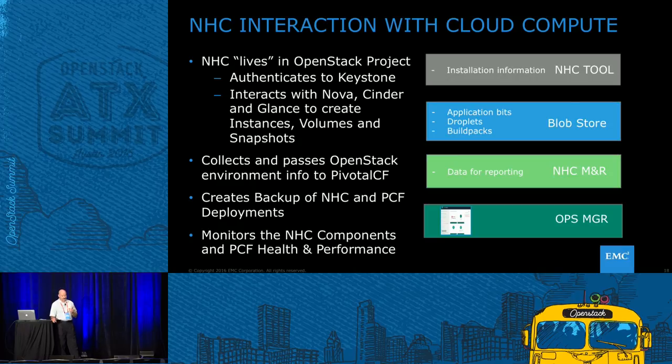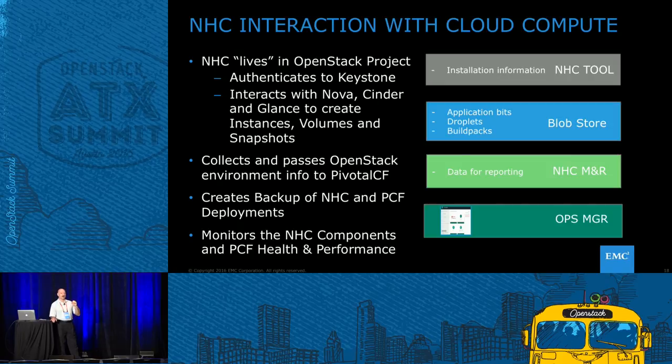data protection. At the same time, the installation tool collects all OpenStack-related information, such as the network instance IDs, the API endpoints for Keystone, Cinder, Neutron, and Nova, and then imports that information into a configuration file that is used by Pivotal Cloud Foundry deployment. Once the deployment is complete, we protect the installed configuration by taking immediate snapshots of all the configurations.